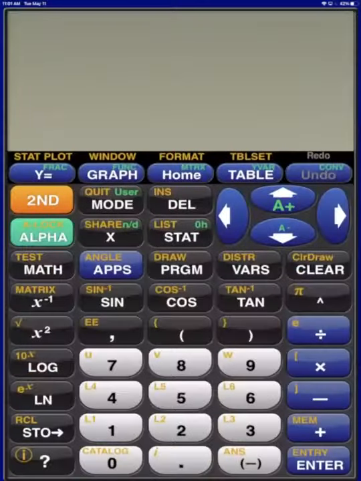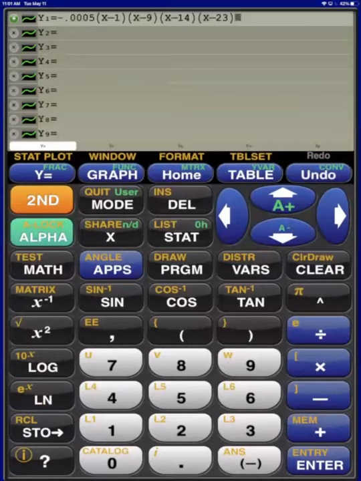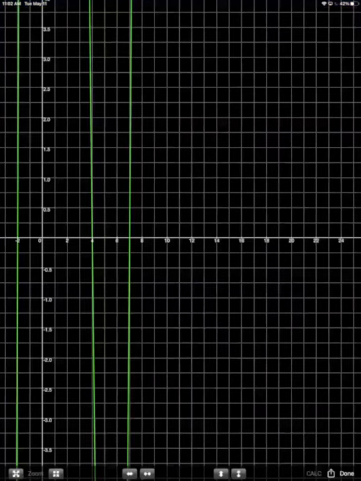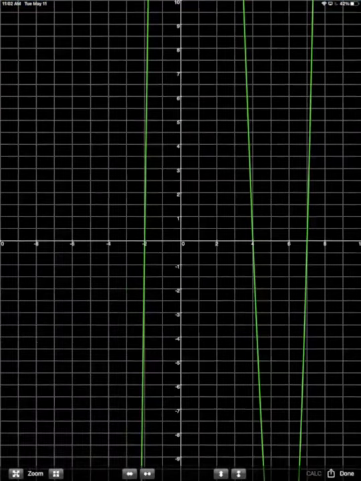Back here, y equals, and I'm going to just turn that one off and just enter this in again. So why don't we write, we'll use x plus 2, and then we have x minus 4, and then x minus 7. I'm going to graph, and then from here, I'm just going to go in and put the standard window back and see what we have.